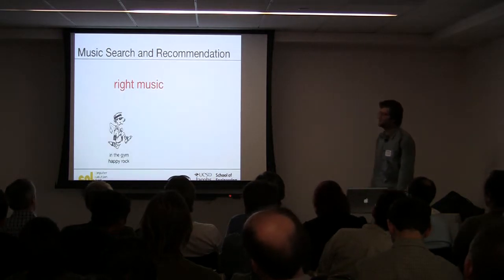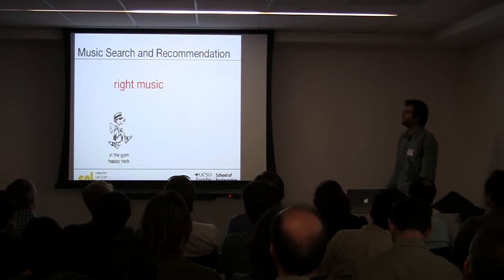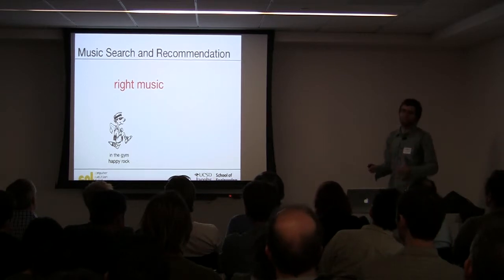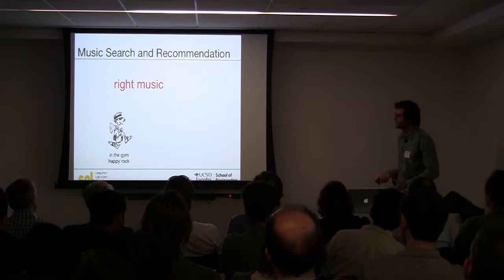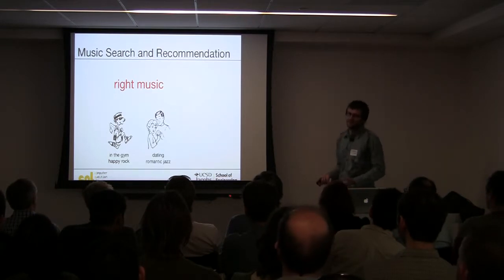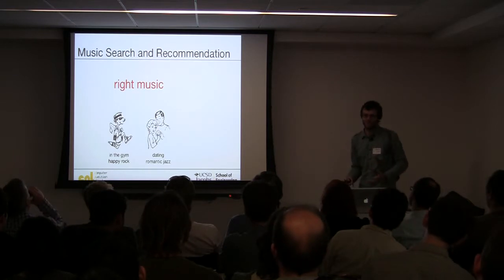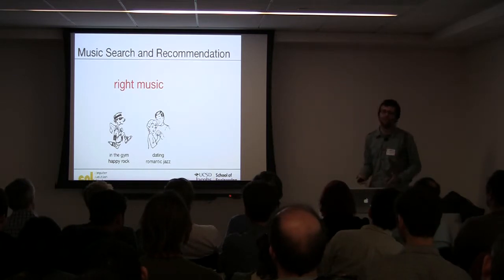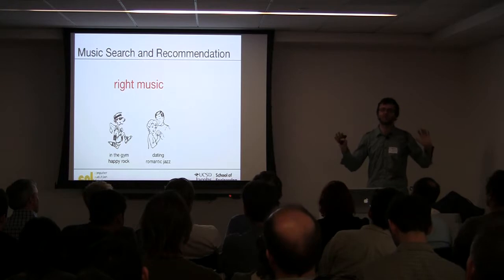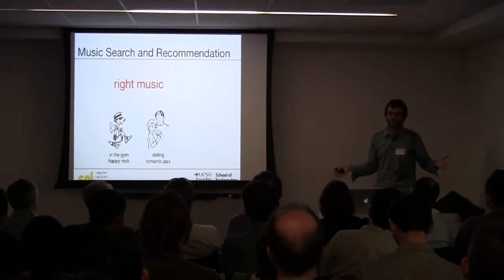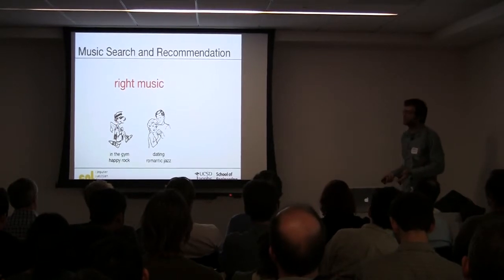How do we find the right music for somebody who, for example, may be working out in the gym and would like to listen to some happy rock and roll? Or let's say you come home from a date, and you don't have the time to dive into your CD collection or whatever other source of music to find some romantic jazz. What you would like to do is just tell a system, give me romantic jazz, and it starts playing, because you don't really know an artist name or a song title that would be appropriate.